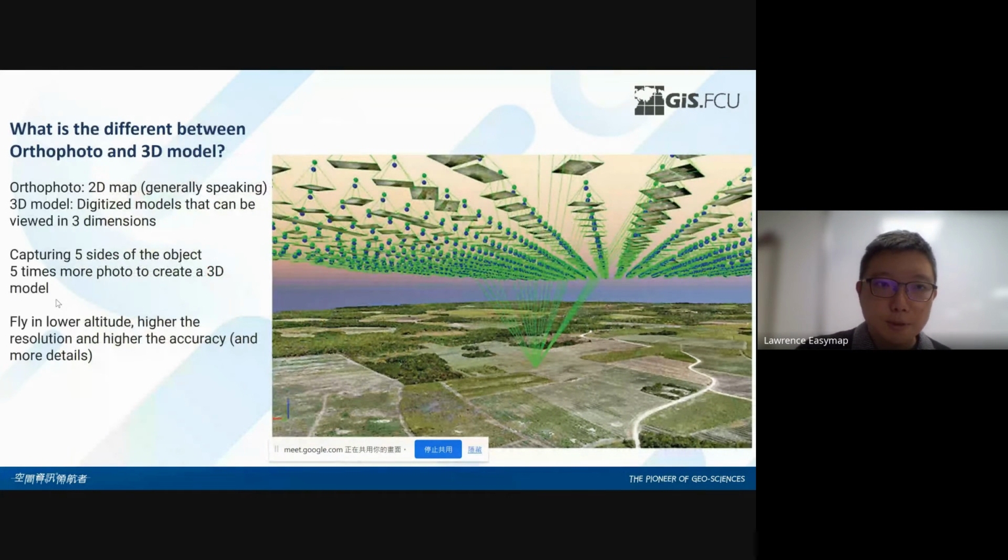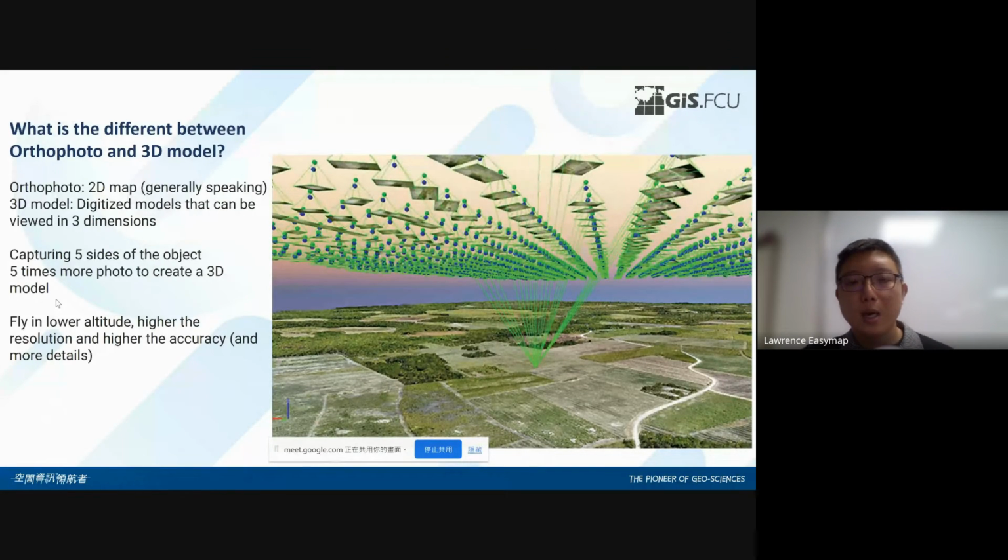Okay, a little theory behind this. What is the difference between the orthophoto and the 3D model? Previously we talked about the 2D map, where one picture after another is grouped together to form a 2D map. This is what we call orthophotos. 3D models are something different. It is a digitized model that can be viewed in 3D.